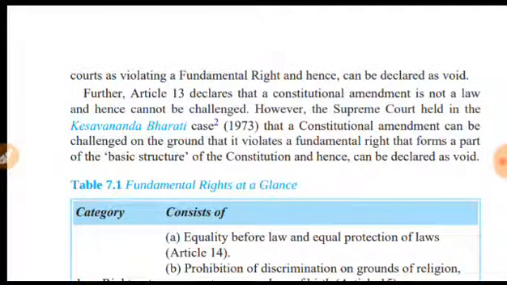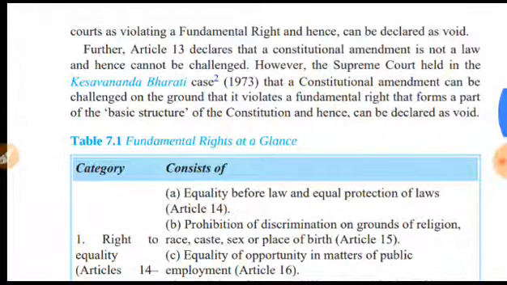Article 13 declares that a constitutional amendment is not a law, hence cannot be challenged. However, the Supreme Court held in the Kesavananda Bharati case, 1973, that a constitutional amendment act can be challenged on the ground that it violates the fundamental rights.